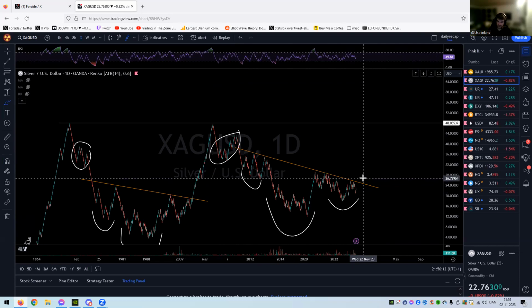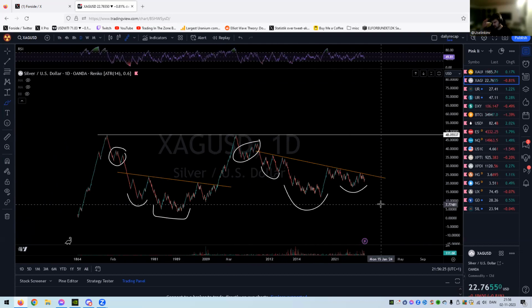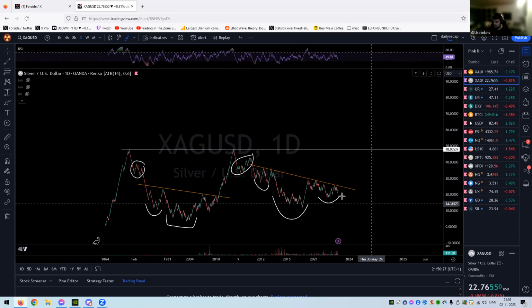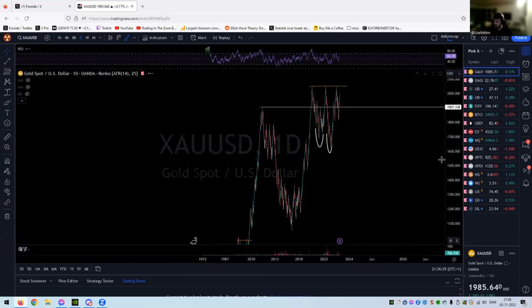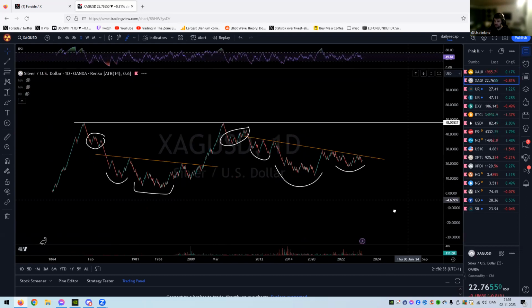So getting above 25, $26 is really where you will not have many pullbacks on the way. You will have a similar move as we did back in 2010 all the way into 2011. So yeah, same thing as we did for gold here. You can see the fractals playing out. We had the 1, 2, 3 here. Same thing again for silver.